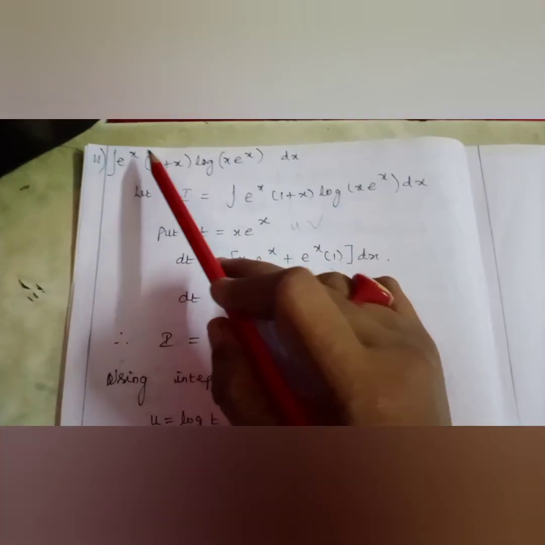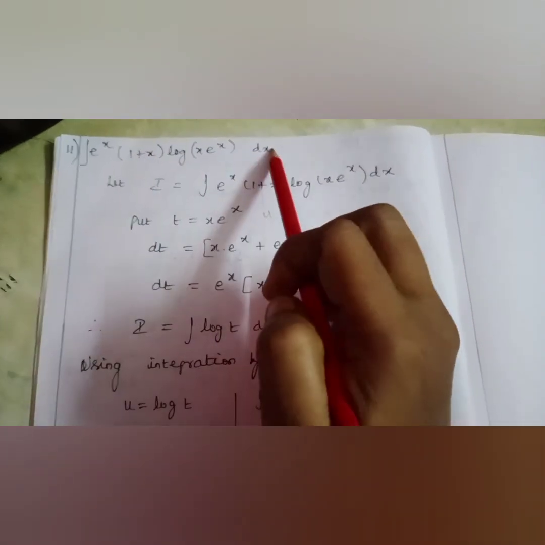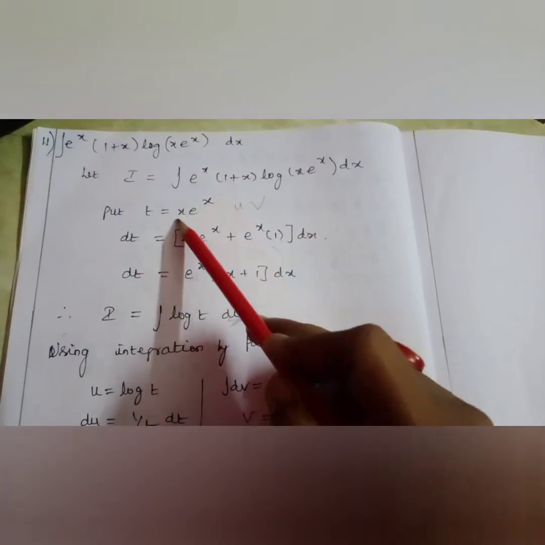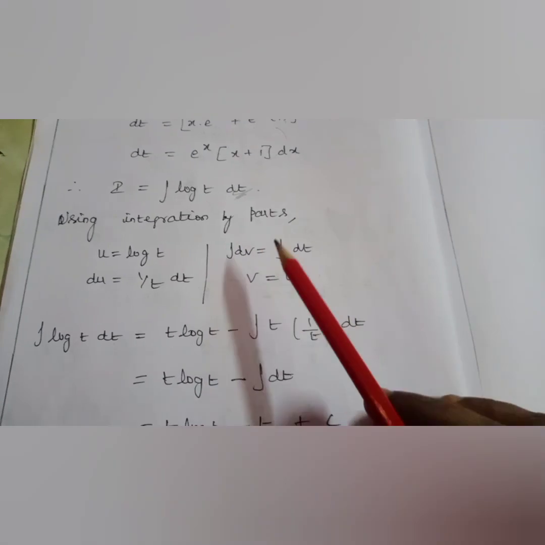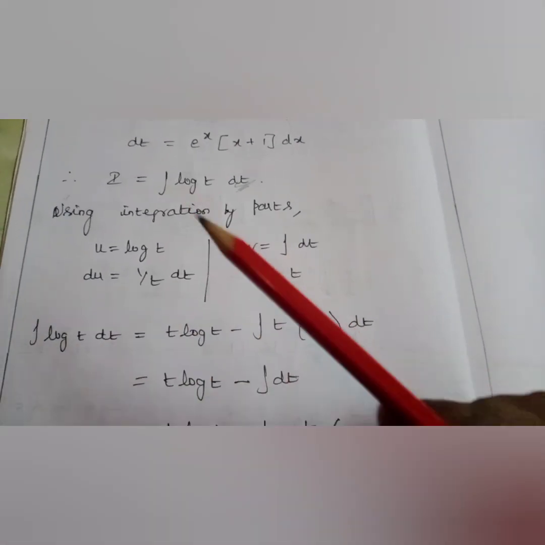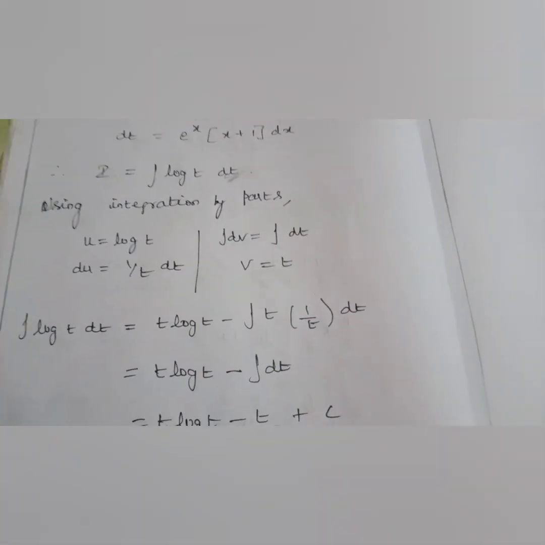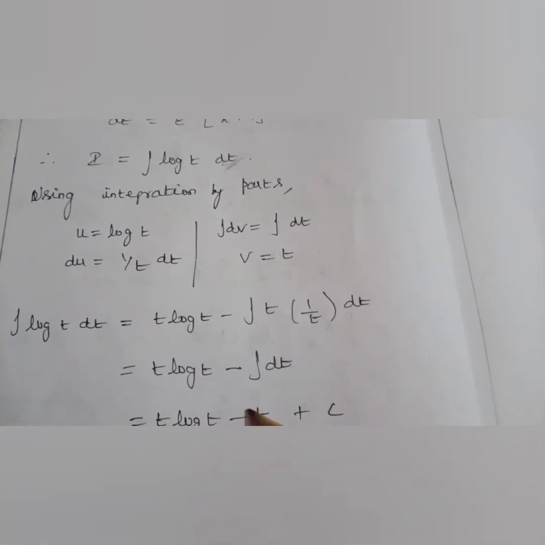So here, the question e power x into 1 plus x into dx, I can write it as dt. And log of x e power x, what is x e power x? That is t, so log t. Now you remember integration by parts, we saw in the 2.5 exercise. Using that, what is the u here? Log t. And what is dv? dt. So substituting that, I am getting the answer to be t log t minus t.